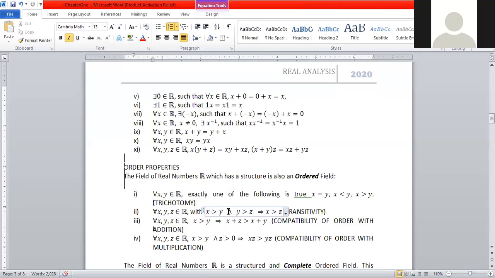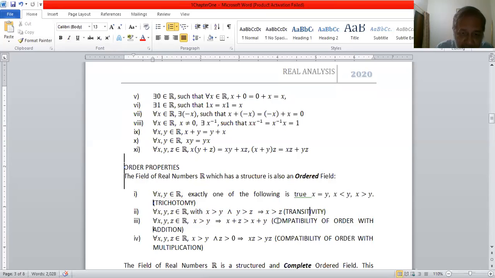Yes, sir. And logical and, ठीक है. तो ये दोनों अगर true हैं, यानी x is greater than y and y greater than z, then x must be greater than z. This is the law of transitivity.